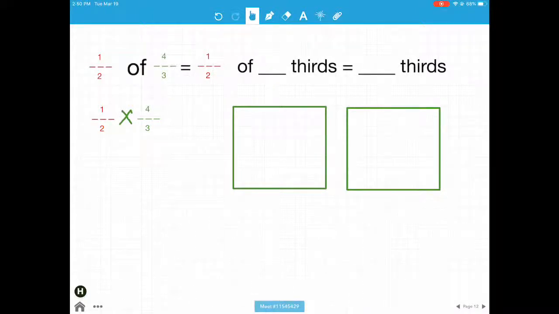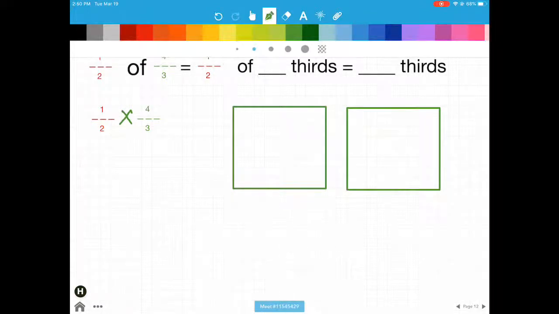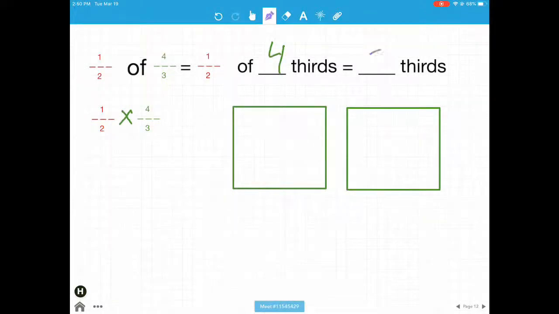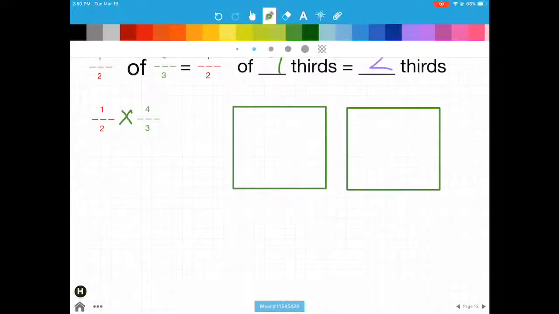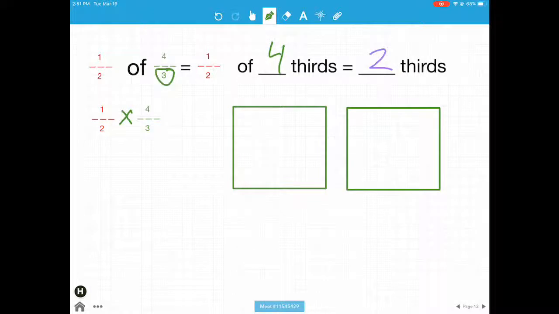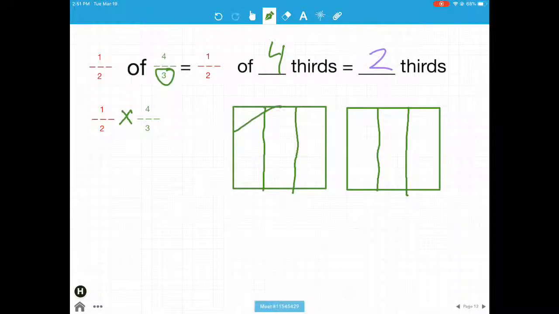1/2 of 4/3 equals the same as 1/2 of 4/3. So 1/2 of 4 is 2. So 1/2 of 4/3 is 2/3. All right, so I'm going to divide this into thirds. And you might be asking, why do I have 2 wholes? Well, 4/3 is more than a whole, so I need to have an extra one. So I'm going to shade in 4 of these.